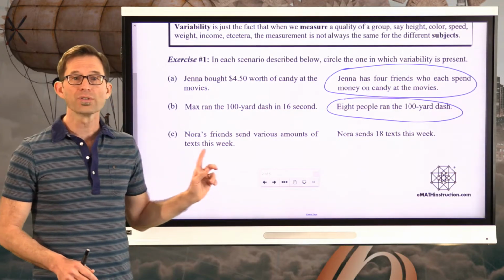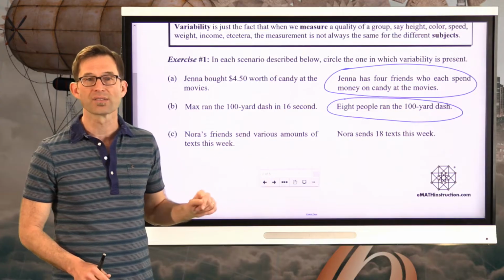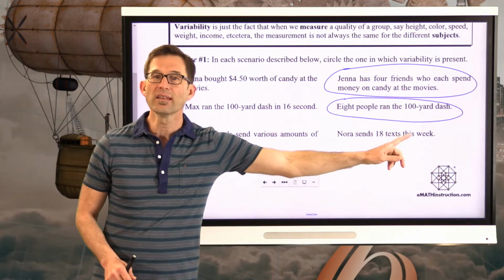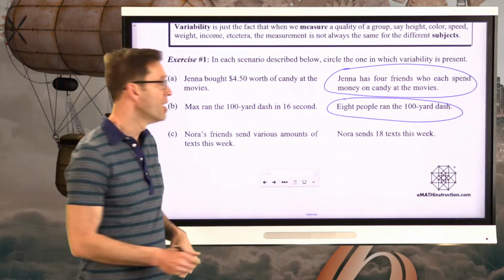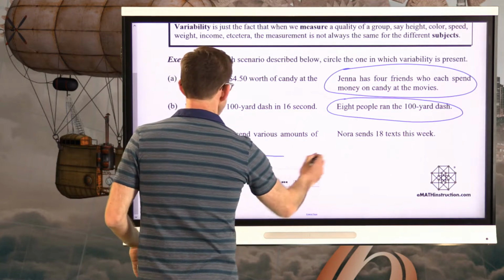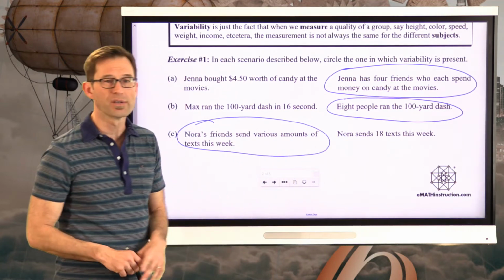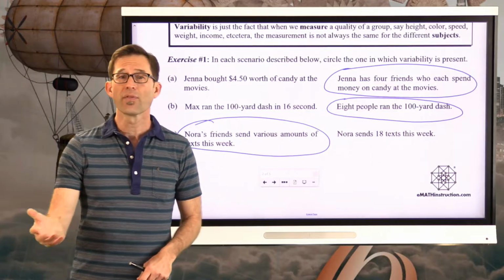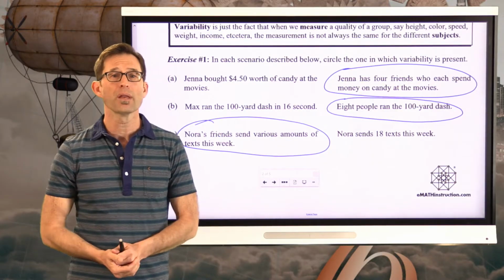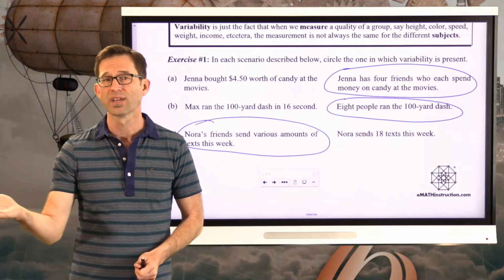Letter C: Nora's friends send various amounts of texts this week and Nora sends 18 texts this week. Well, again, not a great surprise. These are pretty easy to spot. Nora's friends send various amounts of texts this week. Again, think about this. If I just ask the question, how many texts did Nora send? The answer is 18.